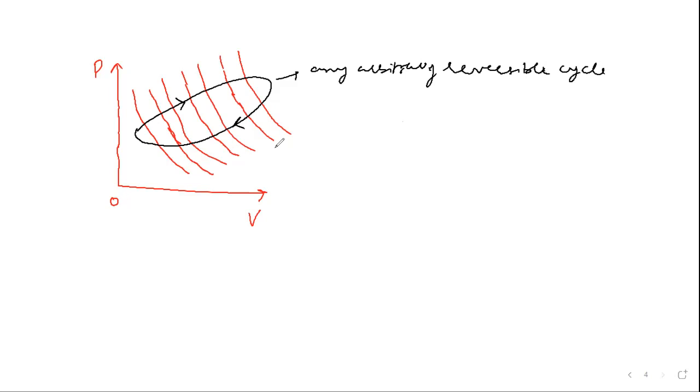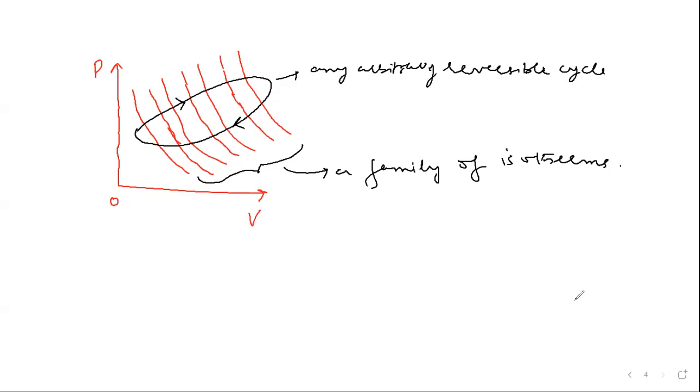What is this, these red ones? This is a family of isotherms. Remember, isotherm is that curve in PV diagram along which temperature stays constant. So each isotherm will have its own temperature. Now, these isotherms will have some temperature difference. So we have superimposed an arbitrary reversible cycle in black on a family of isotherms, right?